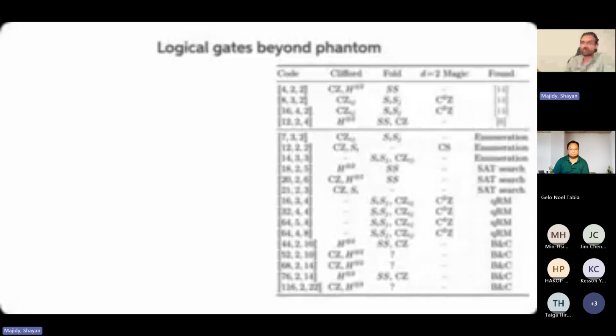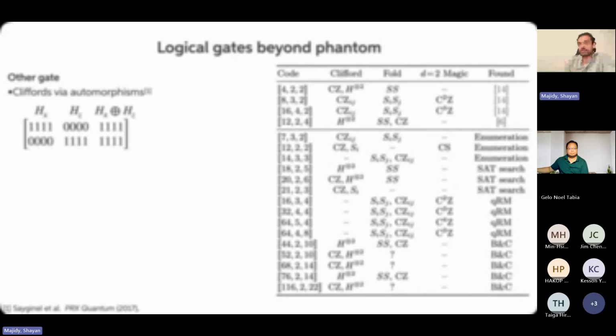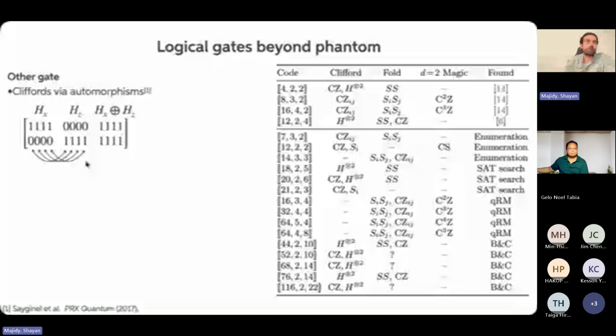So what we do is we take all of our phantom codes we find, and we feed them through a pipeline of finding other gates. For example, you can find Clifford gates via automorphisms. So these are permutations and local Cliffords. How that works is you take the regular symplectic matrix for your stabilizers, and then you extend it to add this other term here. And what you do is you look for permutations on the columns of this matrix that leave the row space invariant and also are valid physical operations.